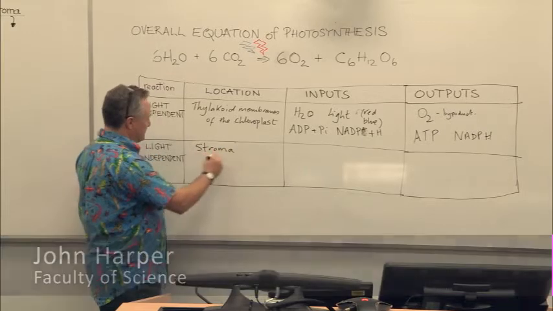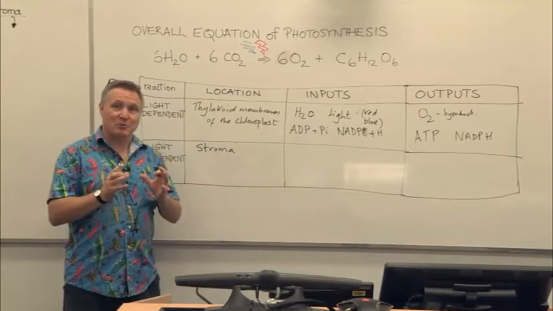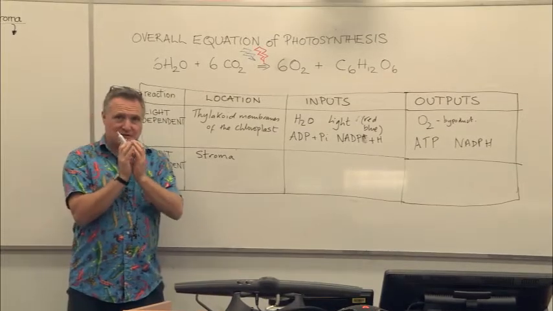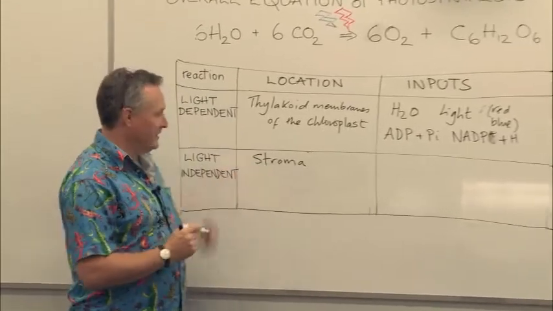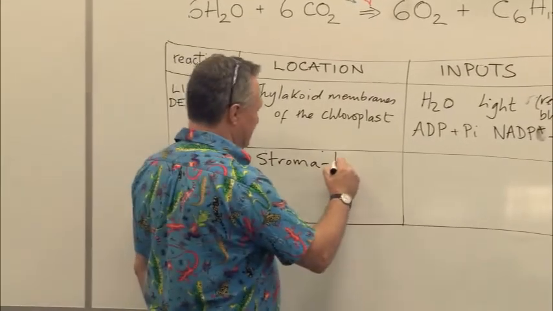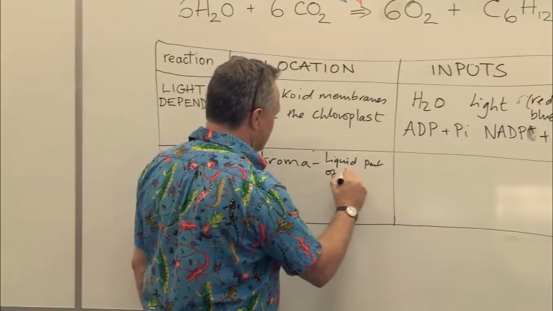S-T-R-O-M-A. Now, some students get confused between the stroma, the liquid part of the chloroplast, and the stoma, which is the space, the gap in the stomatal apparatus. So just put an R in, and you've got stroma. And that's the liquid part of the chloroplast.